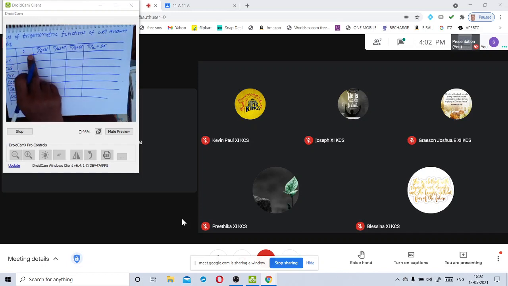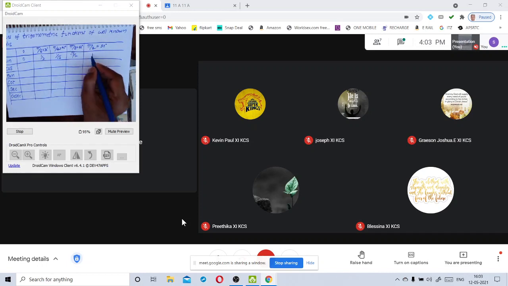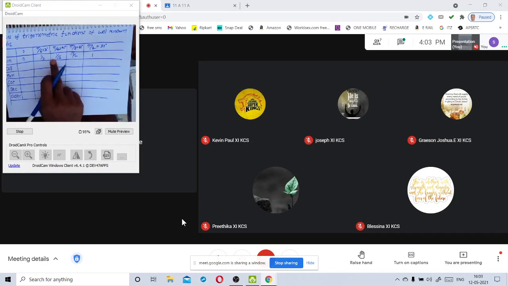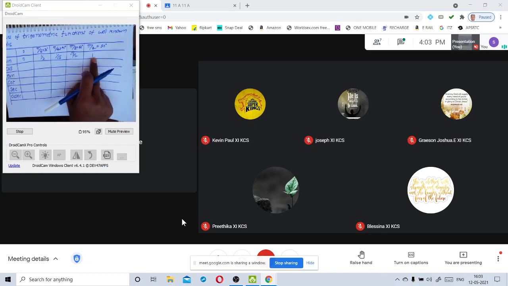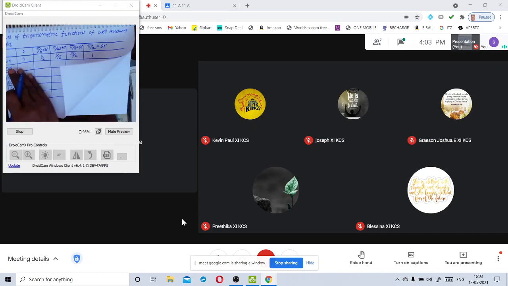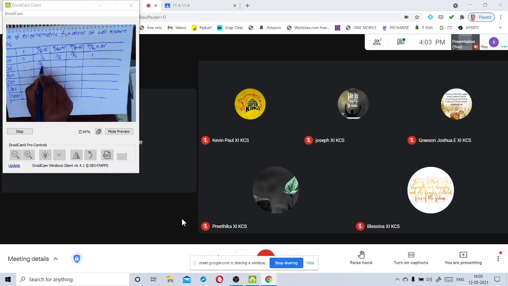Do you know sine 0? 0. Sine pi by 6, 1 by 2. Sine pi by 4, 1 by root 2. Sine pi by 3 value, root 3 by 2. You have to remember these 5 values in the first row. After that cos value, just write in the reverse order. 1, root 3 by 2, 1 by root 2.